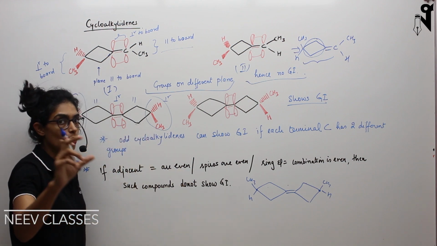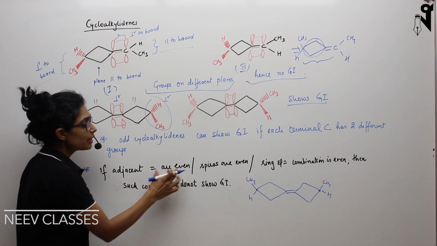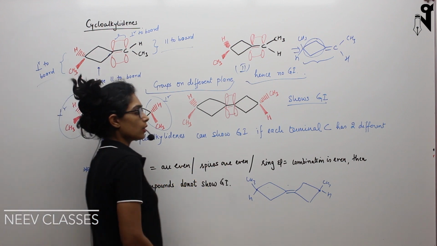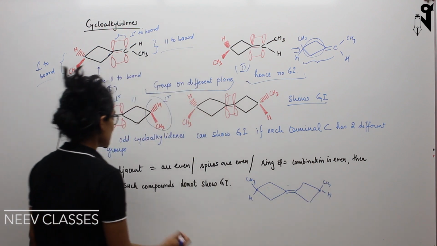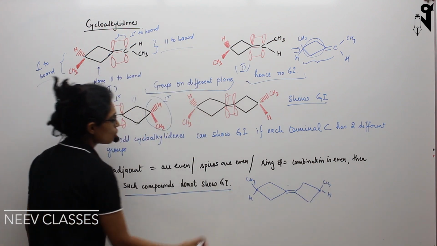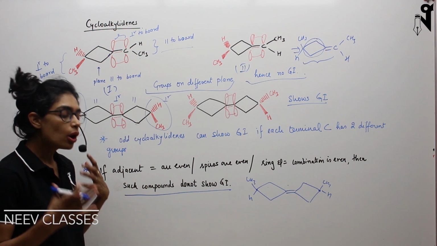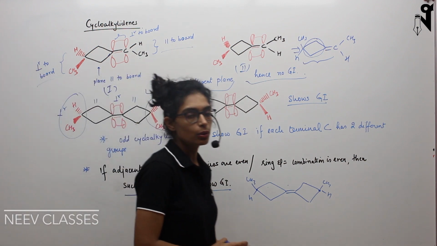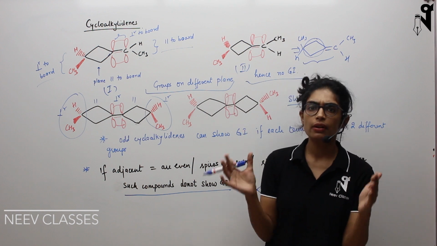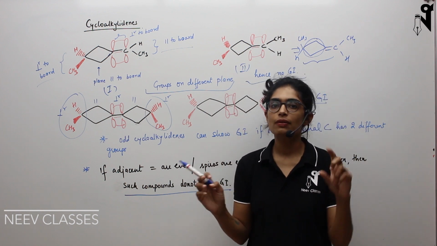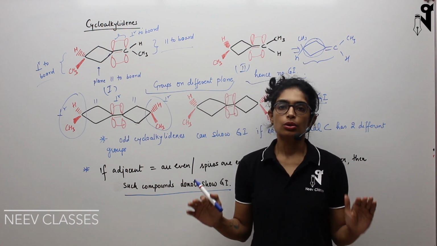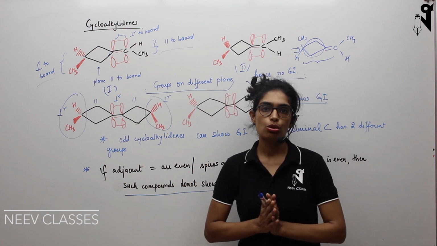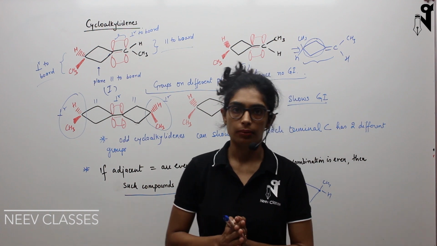Adjacent double bonds means we are talking about the cumulene right now. If cumulenes are even or spirenes are even, and the ring and double bond combination is even, in that case such compounds do not show GI. You do not have to do anything when you get such questions. You just have to see whether they are even or not, and whether two different groups are present on the terminal carbons or not, and that's all. You just need to understand that the odd ones tend to show GI and even ones do not.